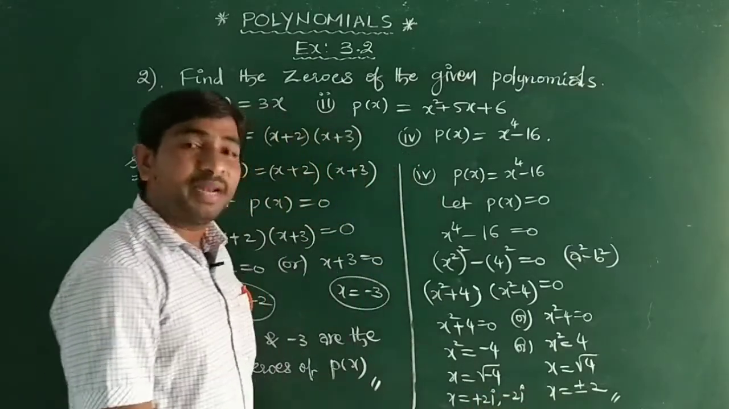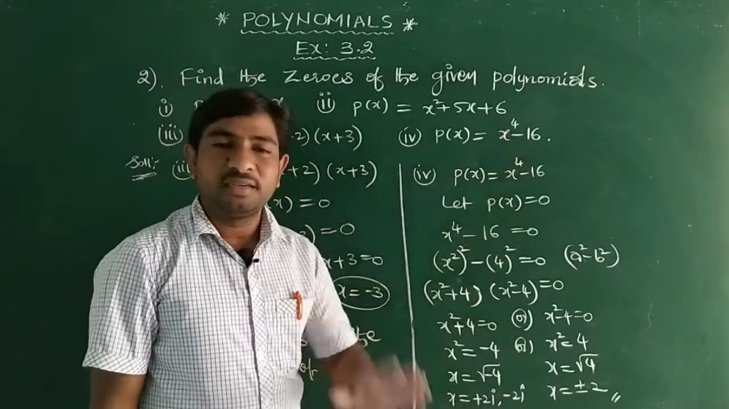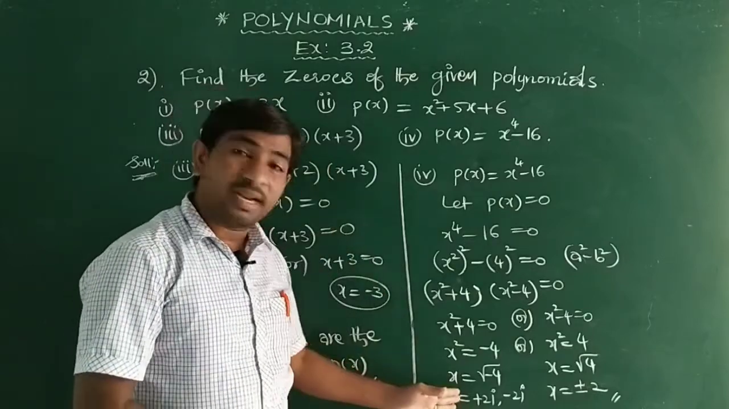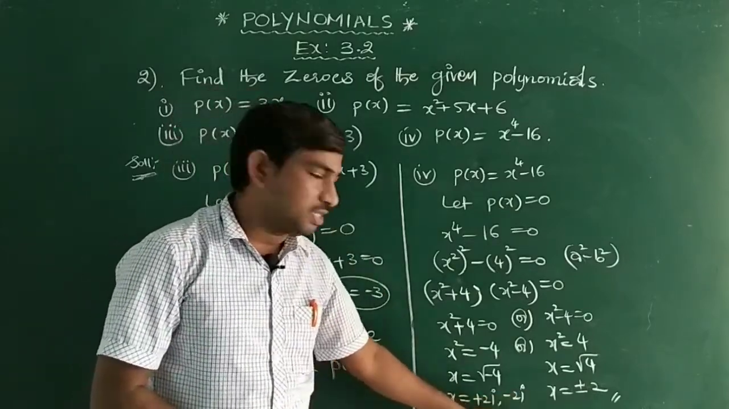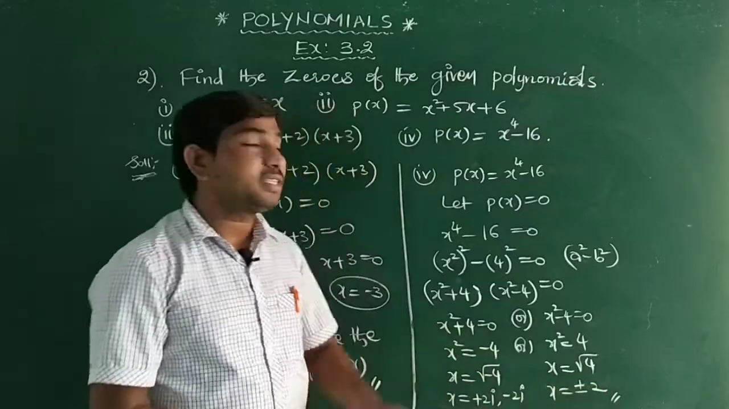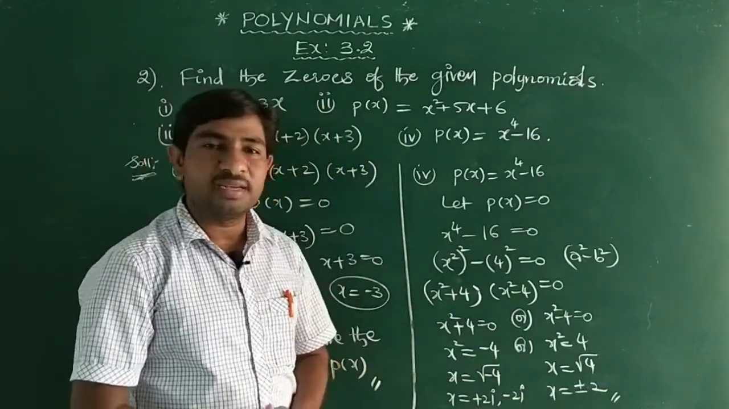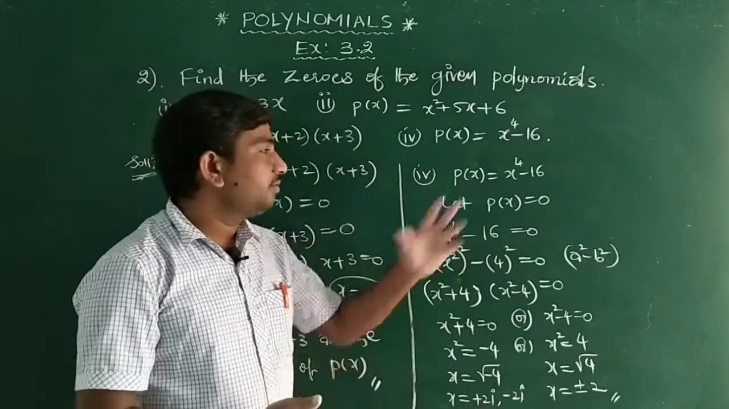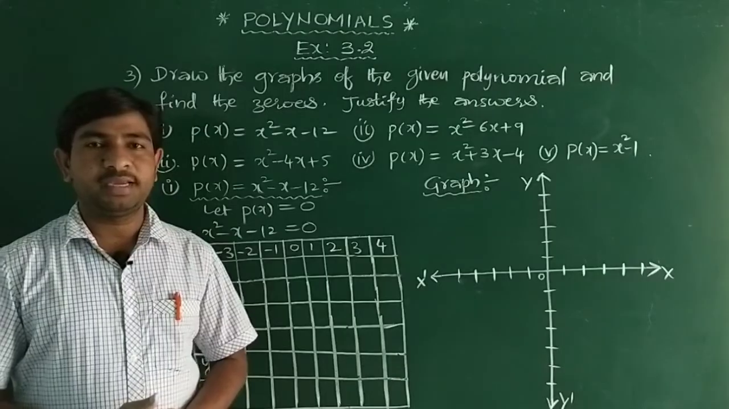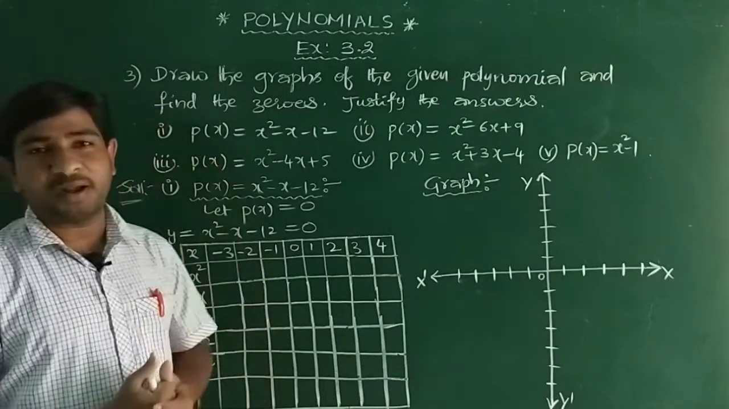So finally, how many zeros? x power 4 means we will get 4 zeros. So what are those 4 zeros? Plus 2i, minus 2i, plus 2, minus 2. These are the 4 zeros for the given polynomial. Okay, now see the third problem.